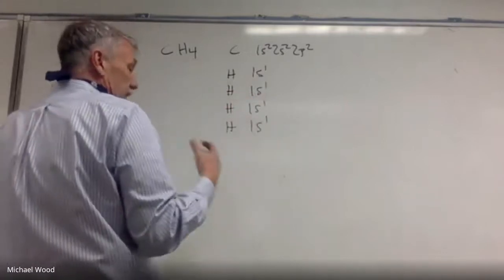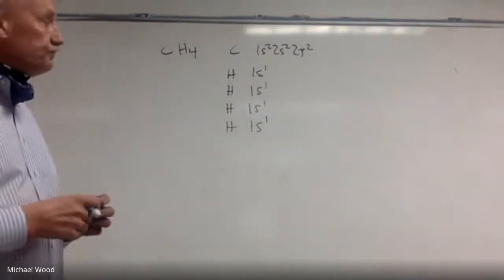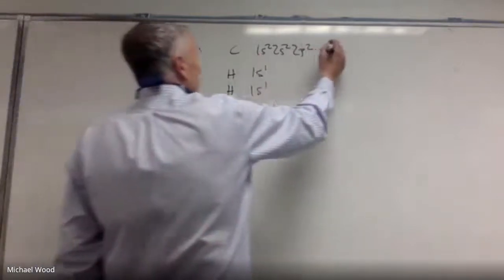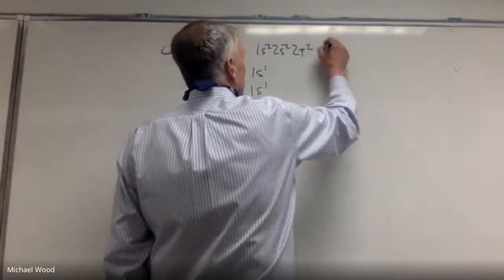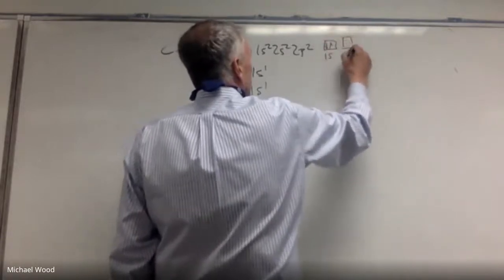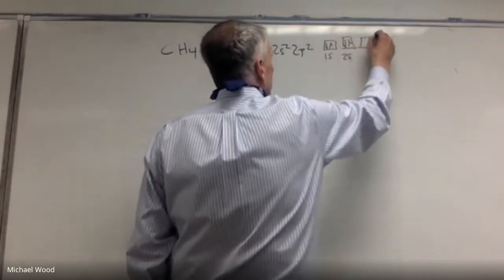Okay, so if we go back again, we're looking to pair up the orbitals that have 1 electron in them. They're half filled. So here, I'll just do the whole thing. So here's 1s. Here's 2s. Here's the 2p's.